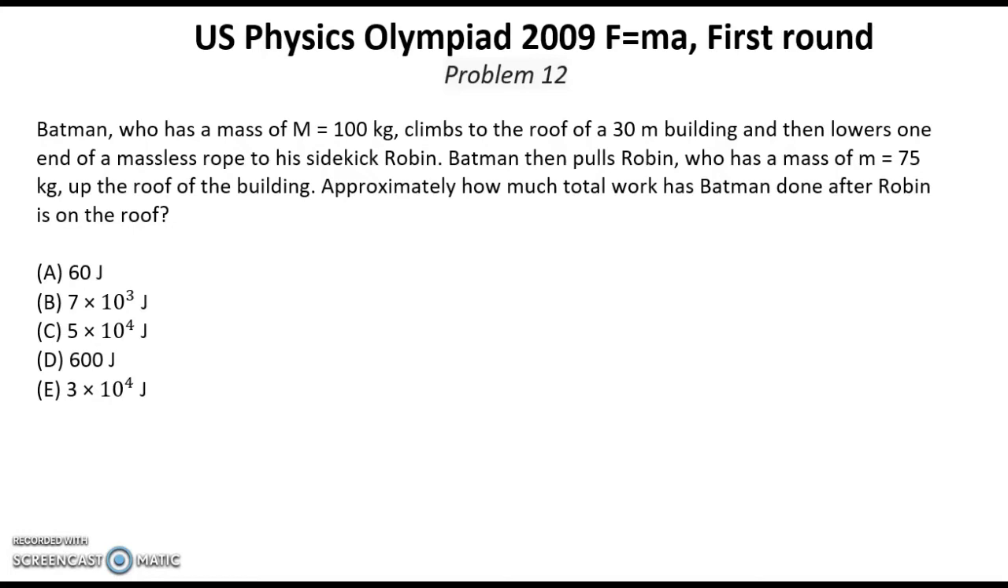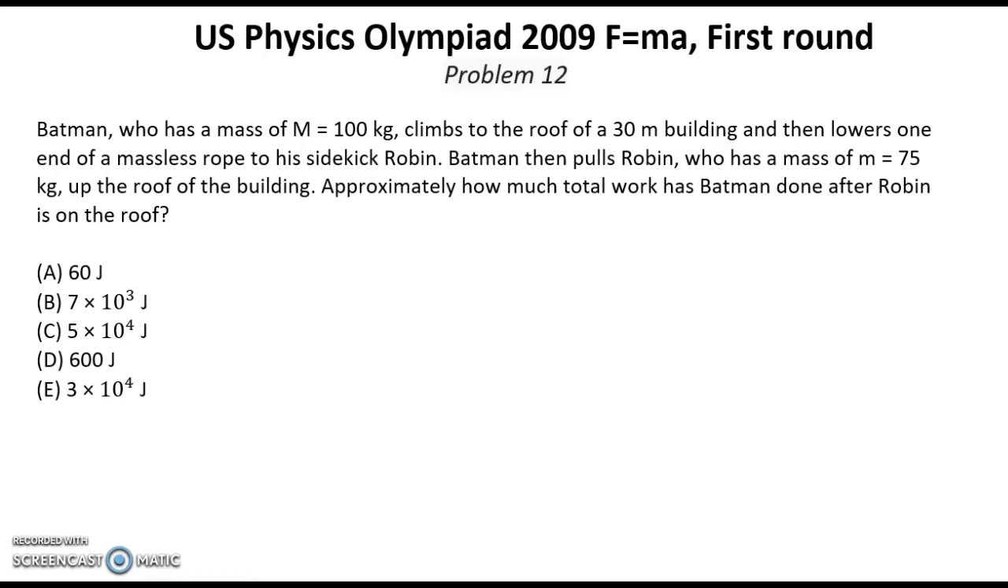Problem number 12. Batman, who has a mass of big M, 100 kg, climbs to the roof of a 30 meter building, and then lowers one end of a massless rope to his sidekick Robin. Batman then pulls Robin, who has a mass of small m equal to 75 kg, up to the roof of the building. Approximately how much total work has Batman done after Robin is on the roof?